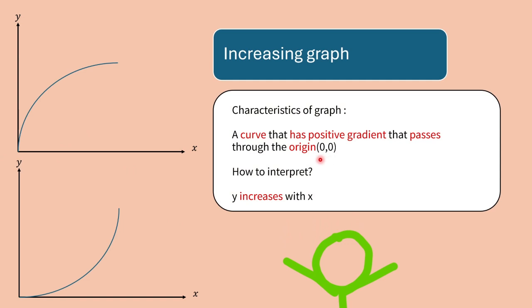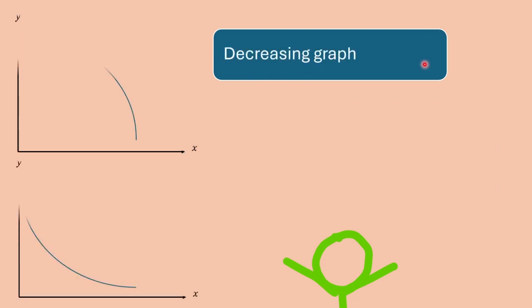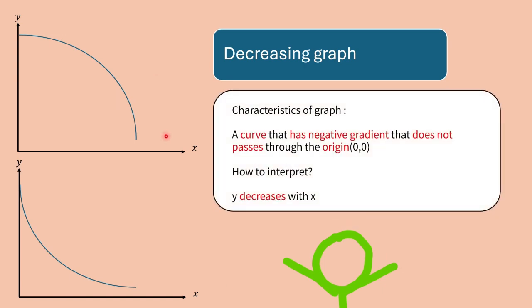Their characteristics are they are a curve that has positive gradient that passes through the origin. How do we interpret it? We'll just say that y increases with x. Simple, isn't it? And next up, I guess you have already known it, decreasing graph, where it decreases.